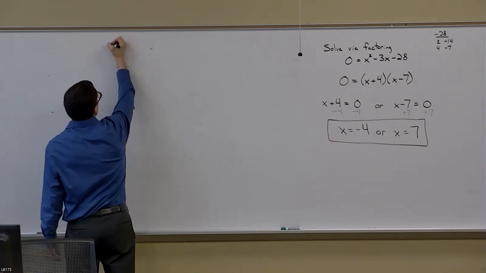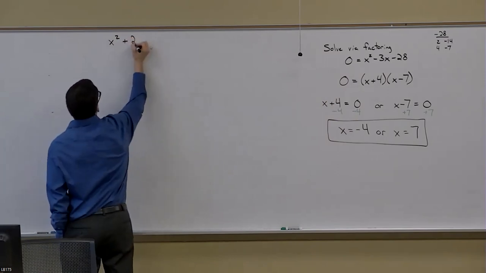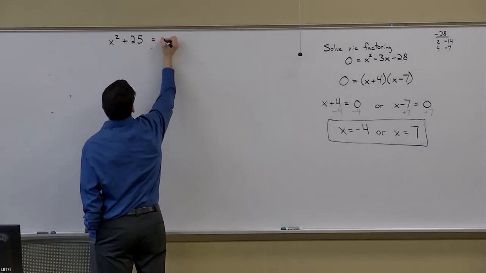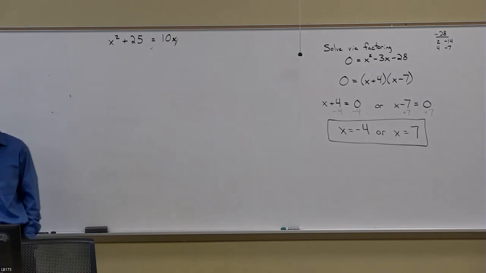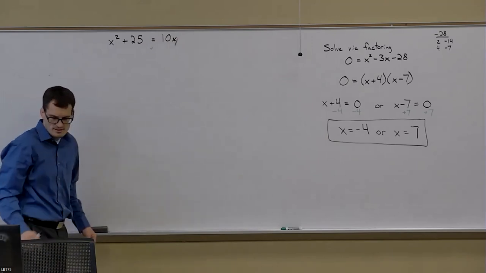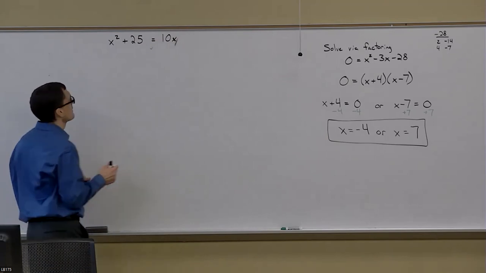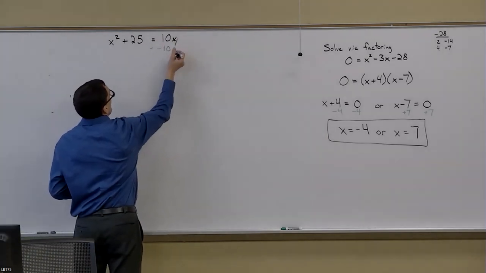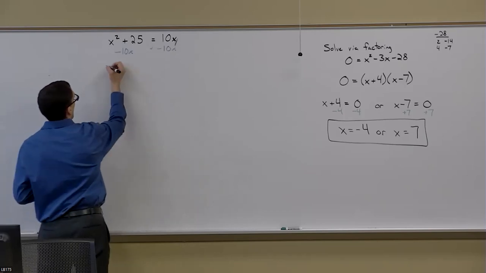Let's say we have x squared plus 25 is equal to 10x. And we want to solve this via factoring. Well, the first thing I would do is get one side equal to 0. If I want to solve via factoring, I want to get one side equal to 0.